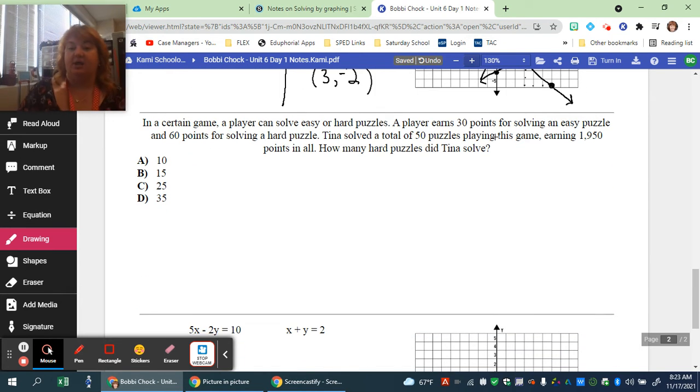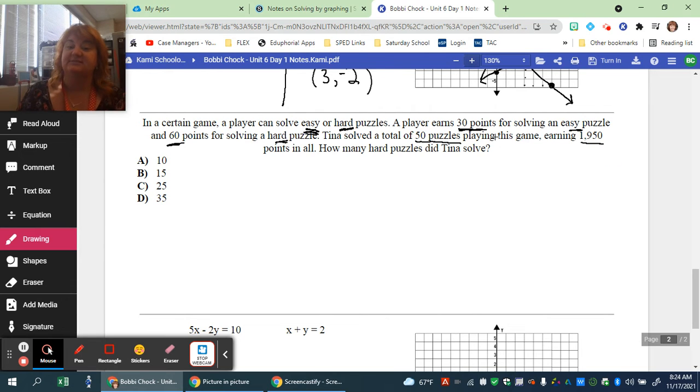Okay, let's talk about writing. So we're talking about a game, and you have easy puzzles and you have hard puzzles. You get 30 points for the easy puzzle, 60 for the hard. Tina solved 50 puzzles in all, and she earned 1950 points in all.